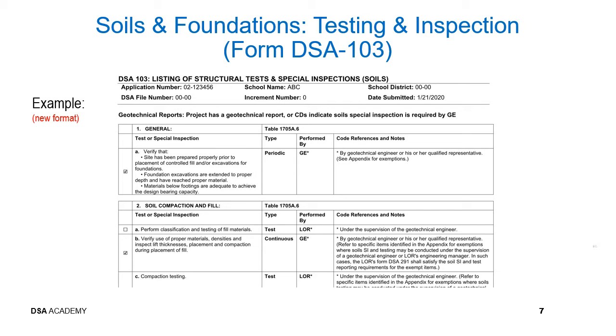Grading, testing, pay attention to the column under general soil compaction, and there's a listing of tables and type of testing required, periodic or continuous or special, and who would be performing it, whether geotech engineer, laboratory of record, or project inspector. Any code references are all listed in DSA 103, so you should be familiar with DSA 103 when it comes to testing and inspection.